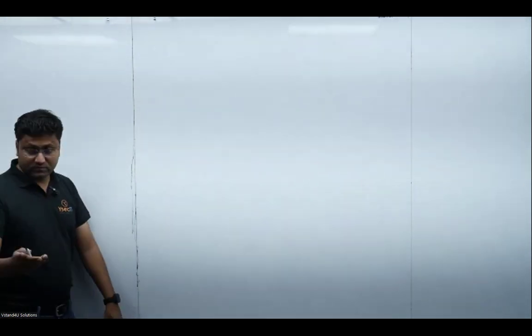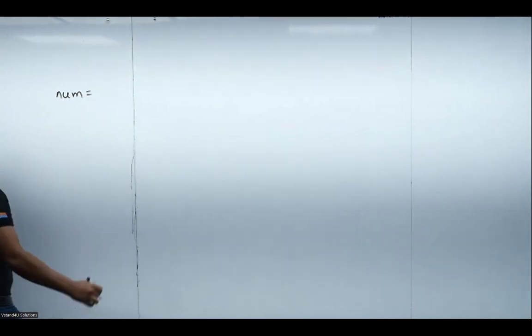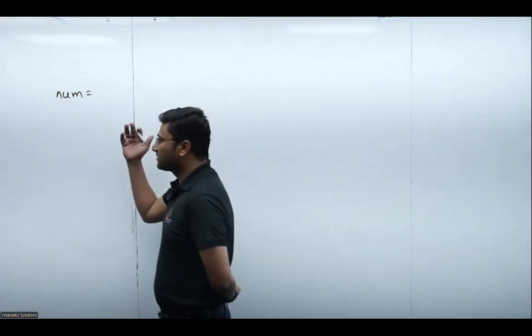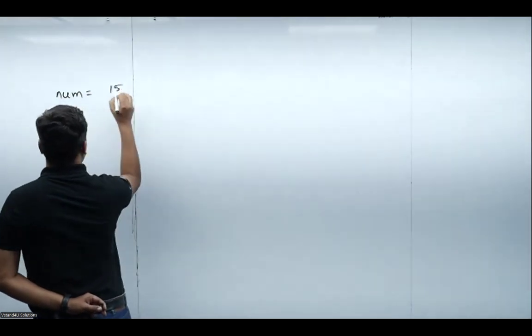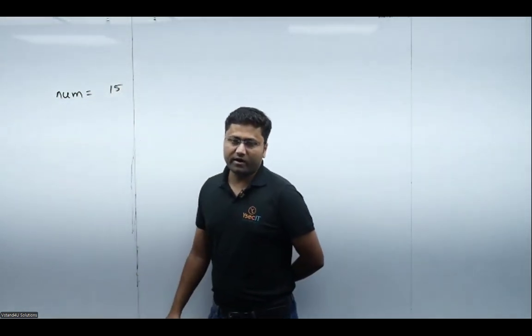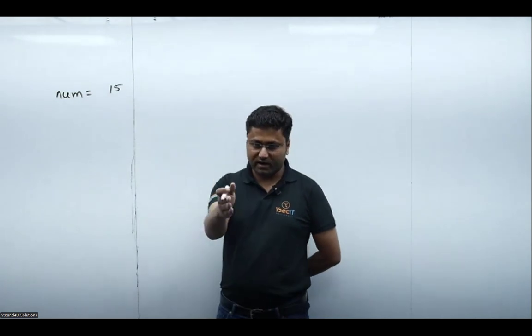First question: how to find out whether a given number is positive or negative? What are the conditions that would be possible? Suppose I have taken a variable num where I'm taking the given input from the end user. Then some number is given, say 15. How to identify whether it's a positive number or a negative number as per you?